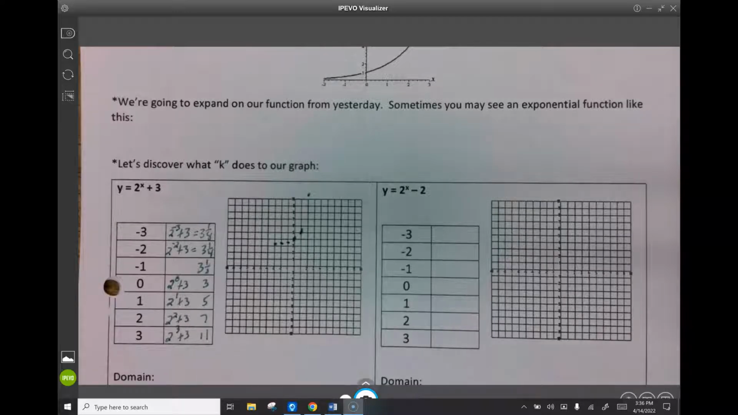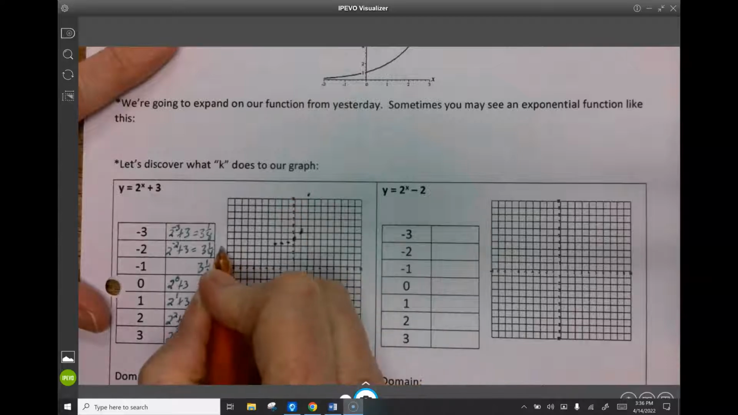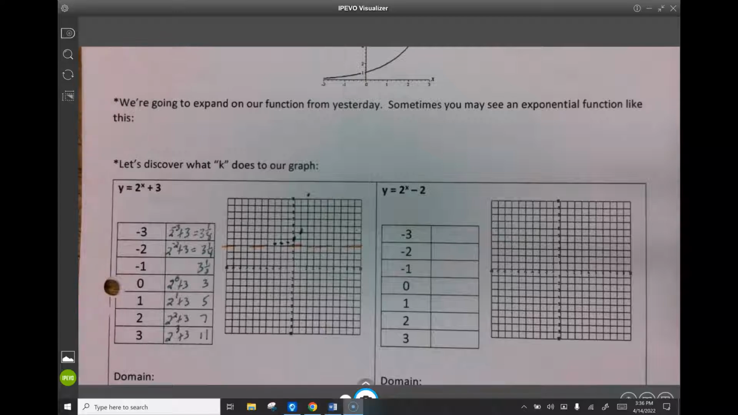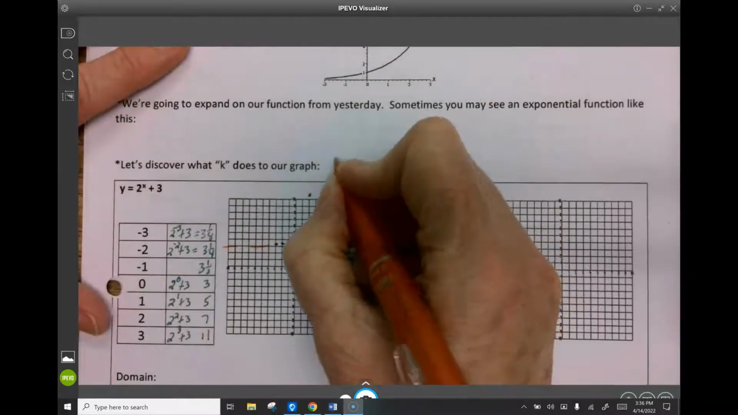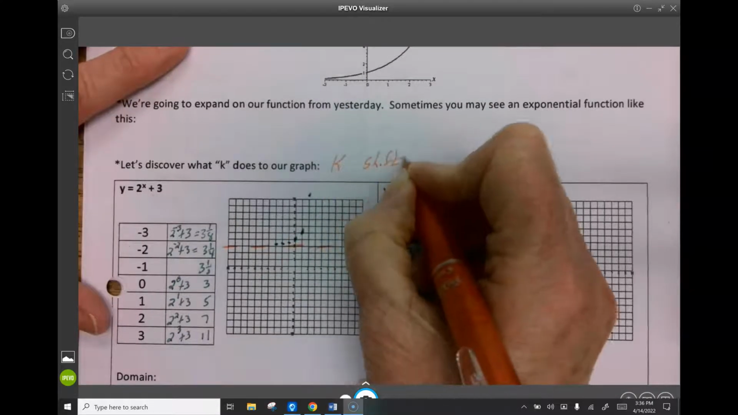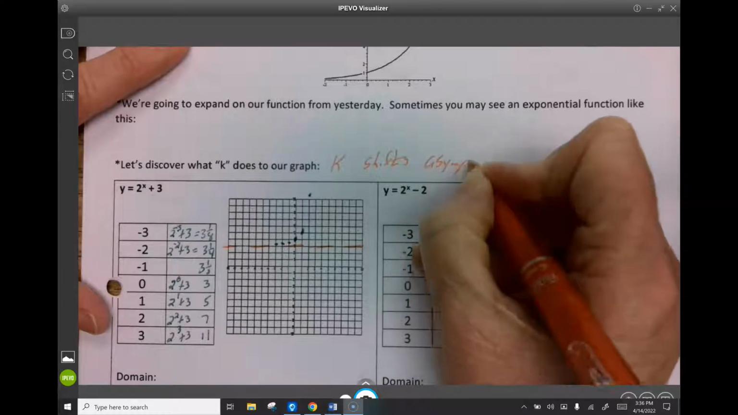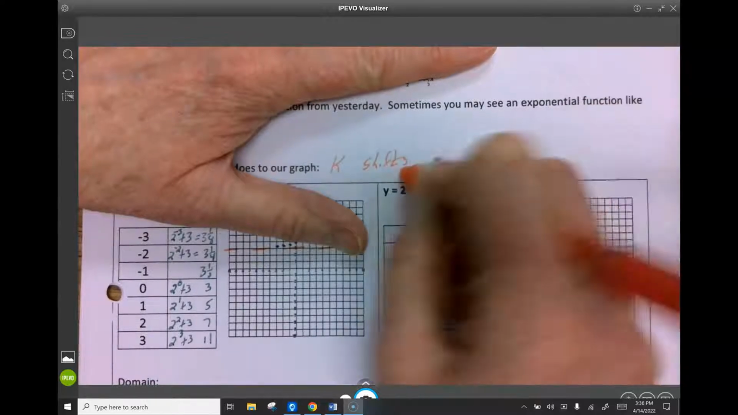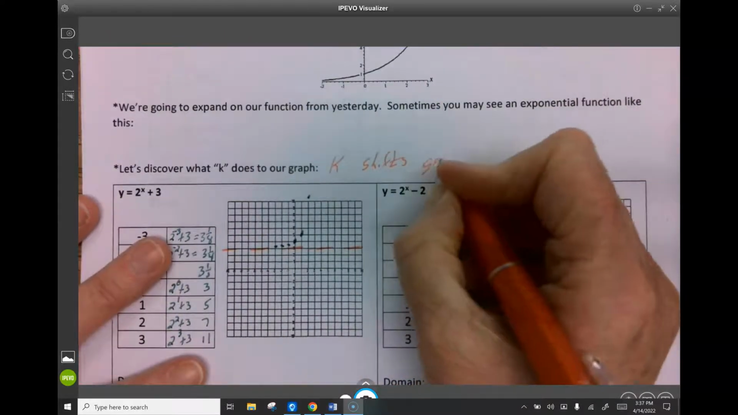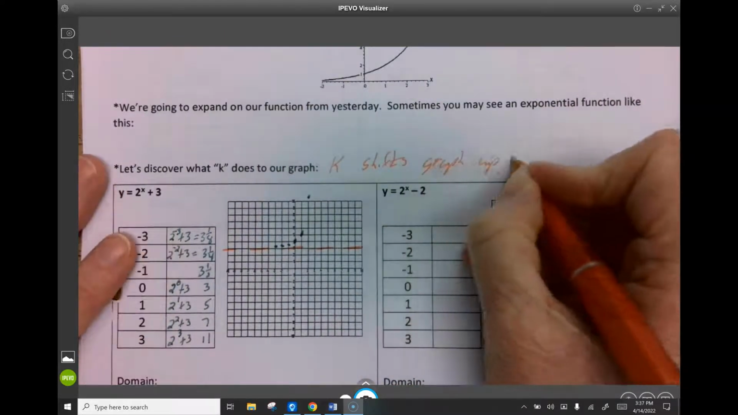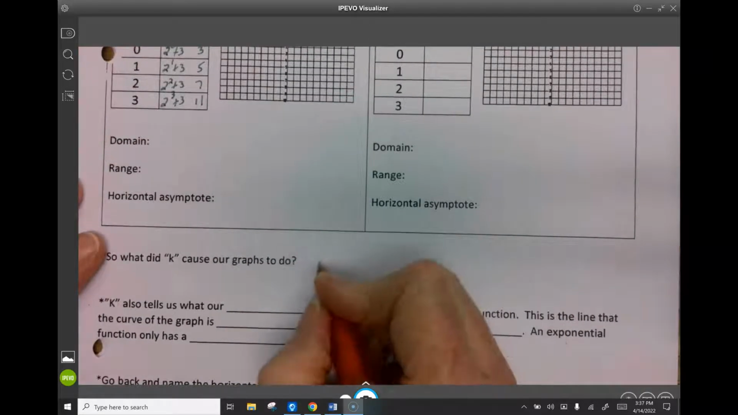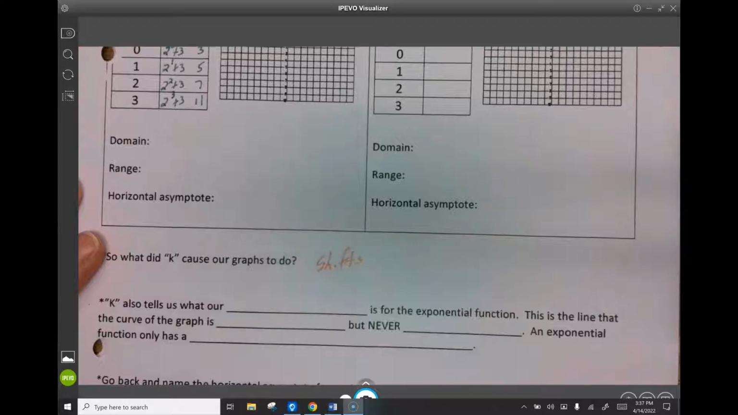Notice what actually happened there is that we just shifted up our asymptote. Our asymptote before was down here at 0, 0. Now our asymptote is right here. That is our asymptote. Okay, it just shifted it, which we already knew. K shifts it. K shifts the graph up and down. Okay, and that's what it's talking about down here. What did K do? It shifts it up and down.